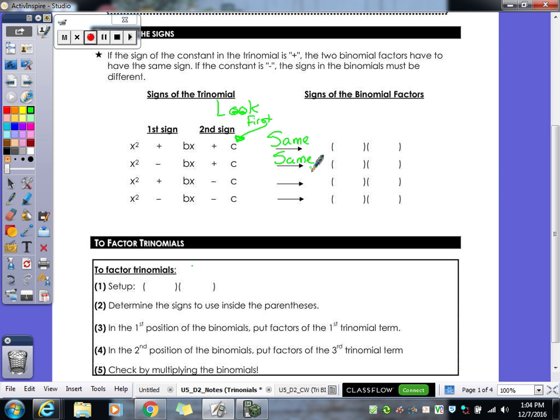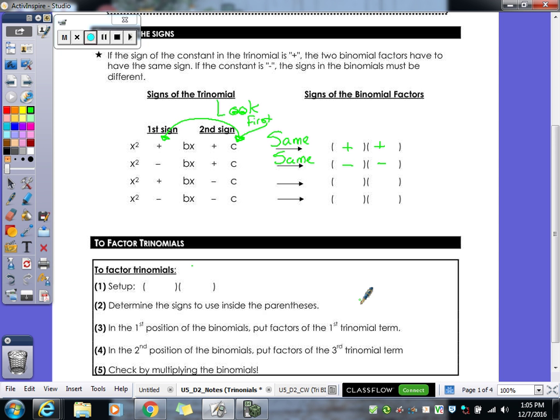Okay? So how do I know if they're both pluses? After I look at the second term, I go back and look at the first sign. If it's positive, they're both going to be positive. If the first sign's negative, then they're both going to be negative. Okay? Does everybody understand what I'm saying? So look at the second sign first. If it's positive, signs are the same, either both plus or both minus.